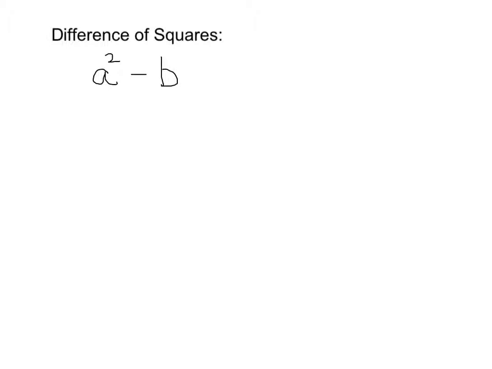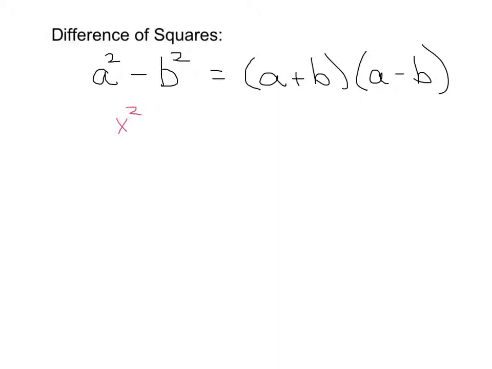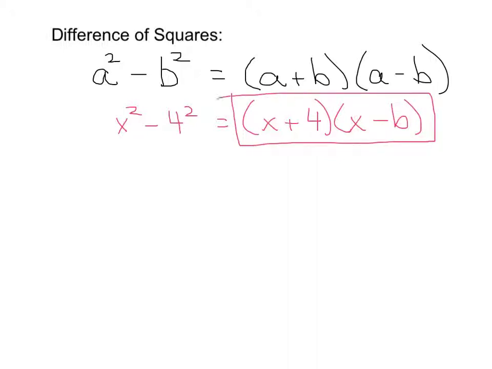In other words, if you have something squared, we'll call it A, and then it's subtracted, and then you have something else squared, that is the difference of squares. And the factoring for that is (A plus B) times (A minus B). An example of that is x squared minus 4 squared. So that's going to be (x plus 4) times (x minus 4). And that's how you factor a difference of squares.